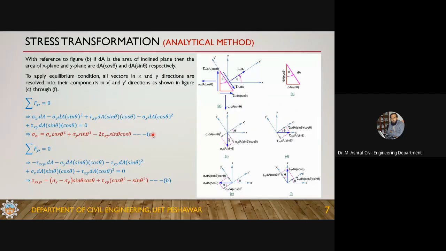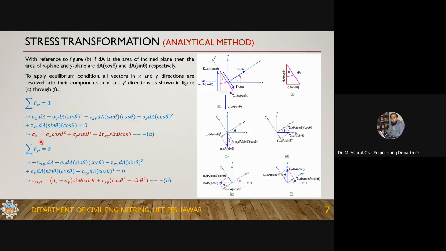If you look at the right hand side of expression A, the right hand side is in the xy frame of reference, and the left hand side is in the x prime y prime frame of reference. Sigma x is known to you, sigma y is known to you, tau xy is known to you, because they are known. The state of stress is known to you in the xy plane. So if you plug any value of theta into this expression, you will get the normal stress in the x prime direction.